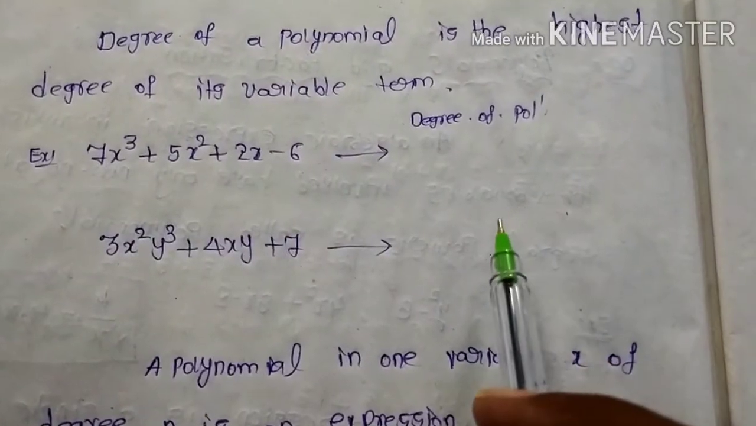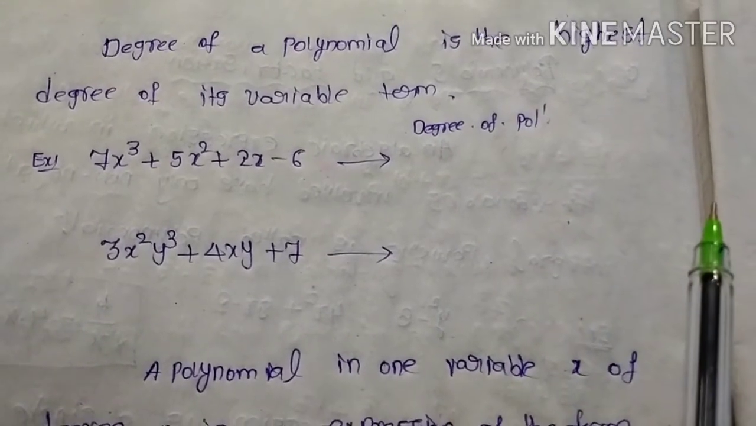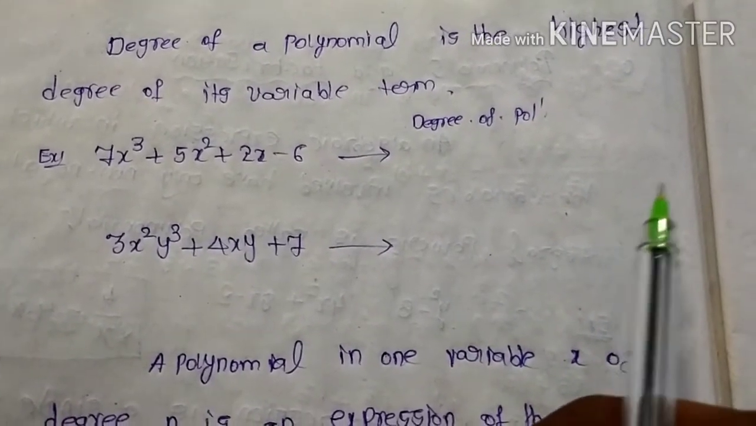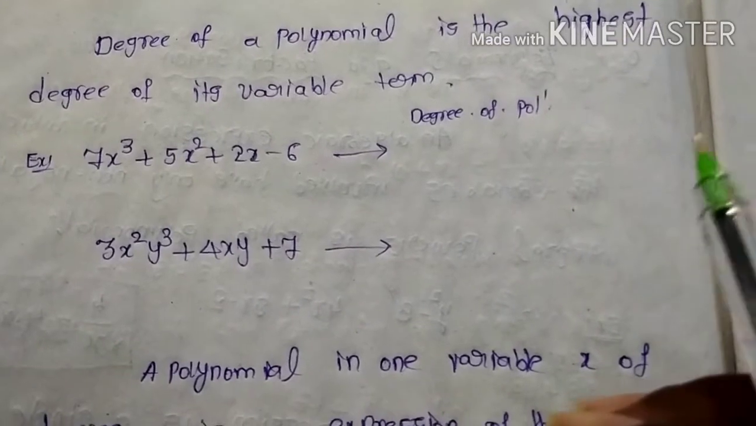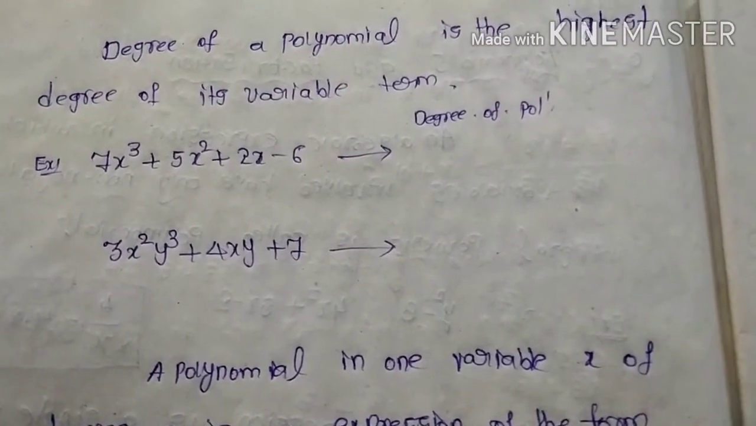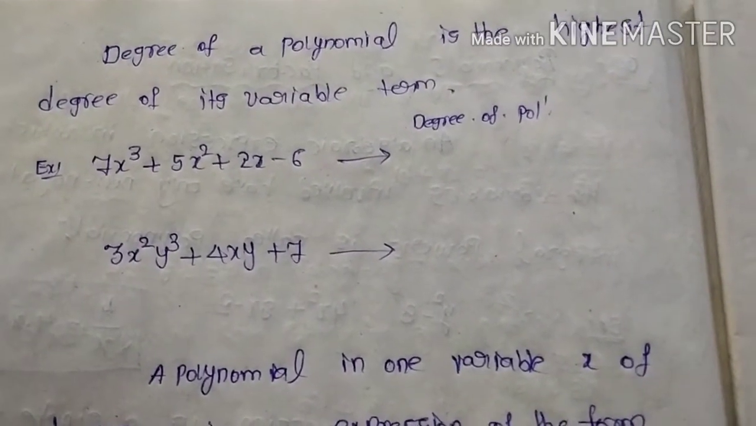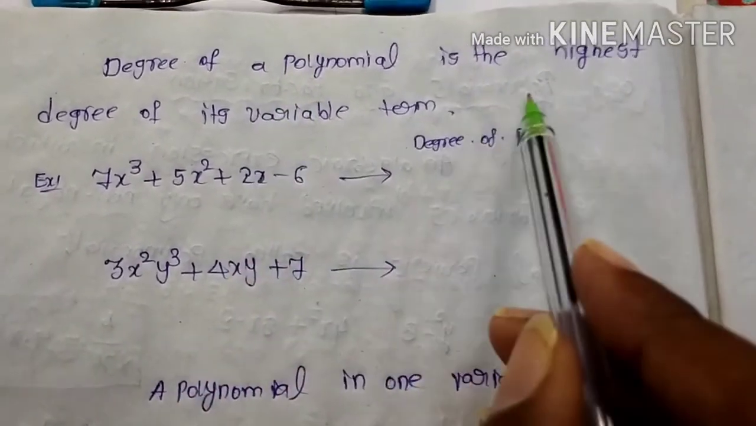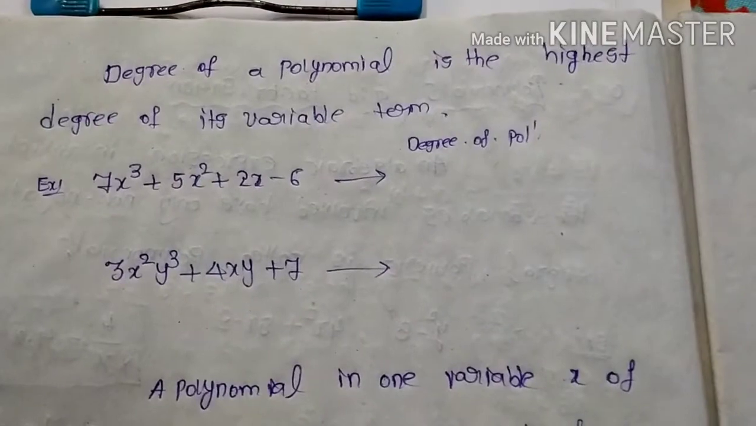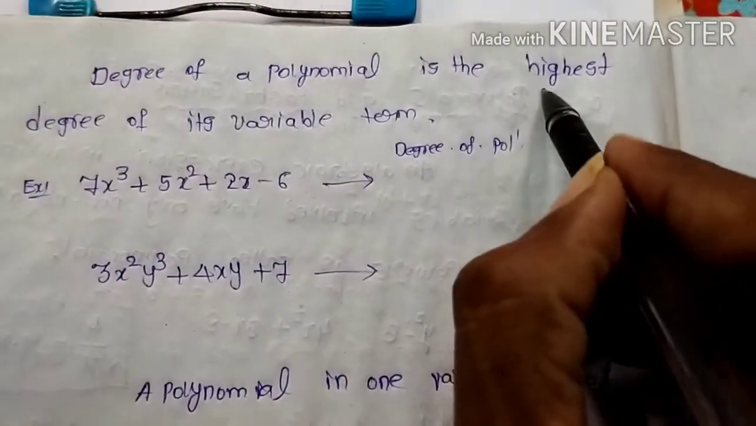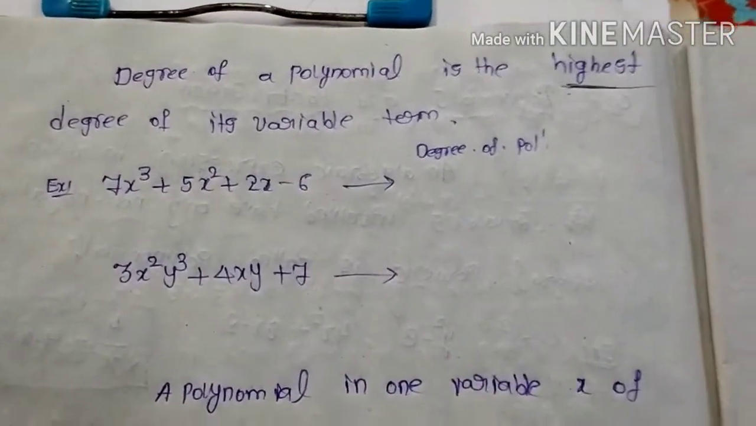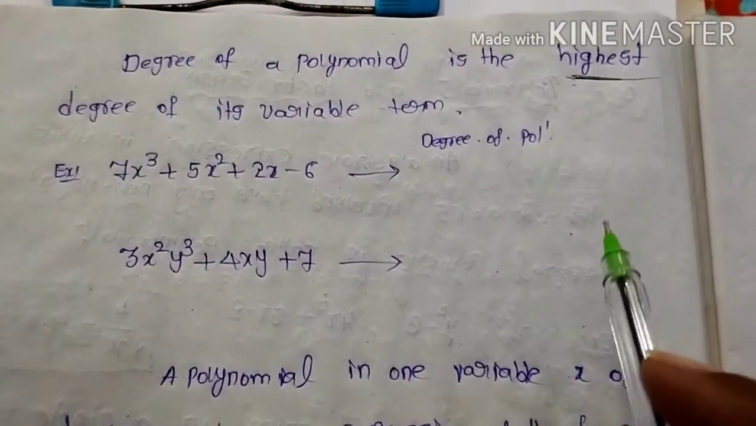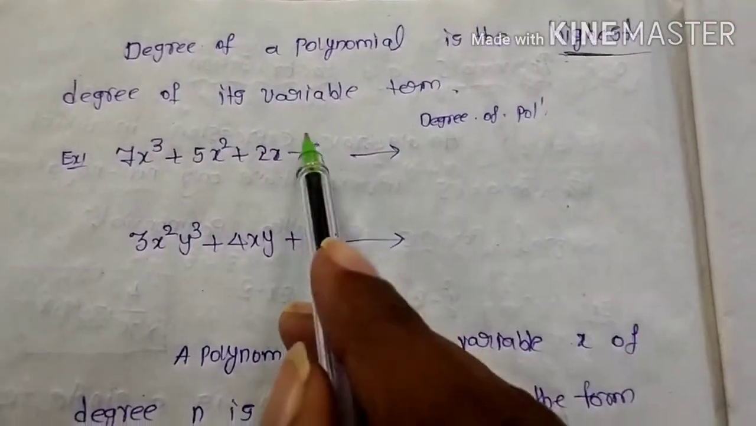You may understand this very easily. Till now we have discussed only the degree of a term. Yes or no? We have discussed the degree of a term. Now we have to explain the degree of a polynomial. How can you define the degree of a polynomial? See, the degree of a polynomial is the highest degree of its variable terms. You can remember it is the highest one.